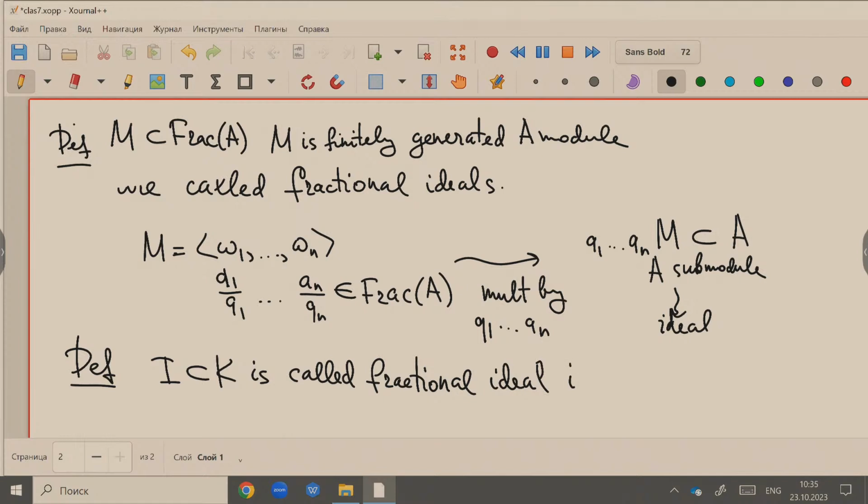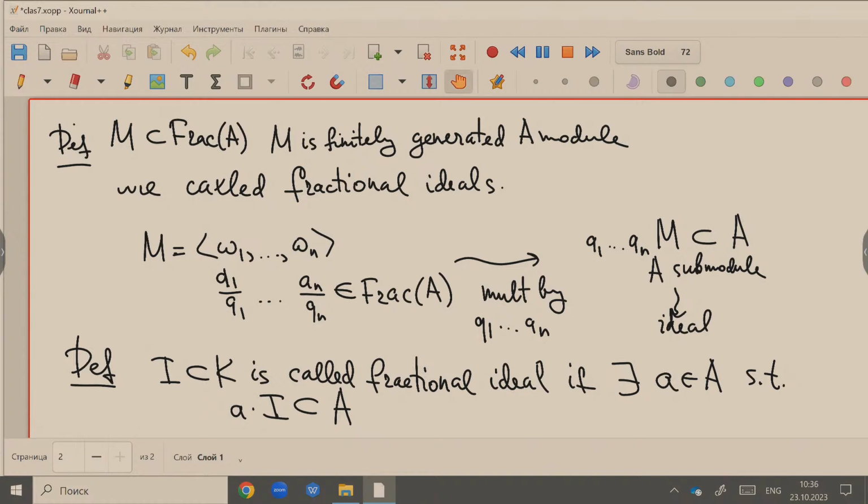If there exists some A such that A times I sits inside A. Yeah, but this is vice versa. If you have taken I, put by multiplication of an element with A, you have put it inside A, then you have an ideal, and from the Noetherian property of A, it is finitely generated.